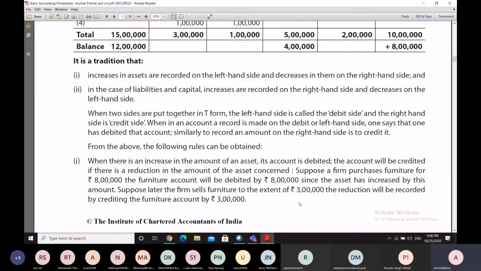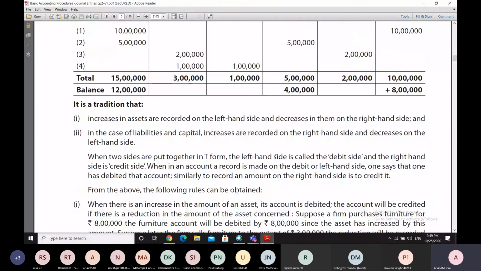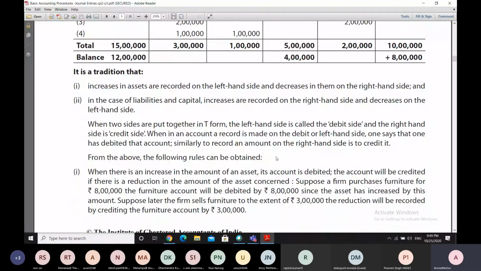So from this discussion now we can obtain certain rules. And the rules are like this, that whenever there is an increase in the amount of any asset, its account is debited. Because when there is an increase in the amount of any asset, account is debited means entry is made on the left side of the account. And the account will be credited if there is a reduction in the amount of the asset concerned.